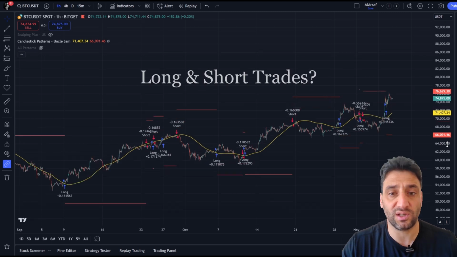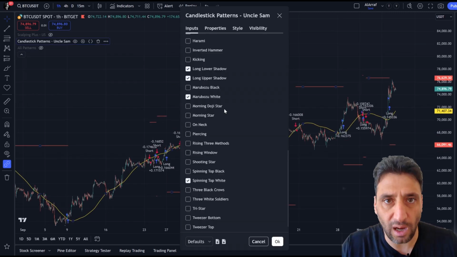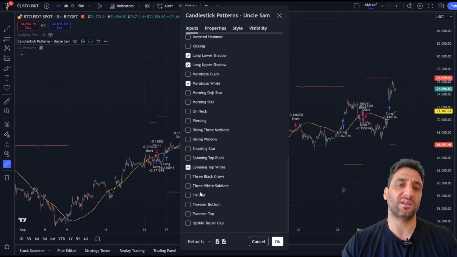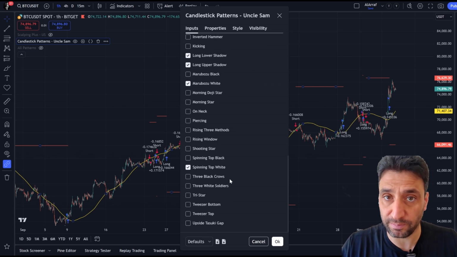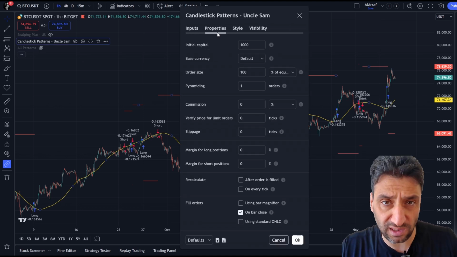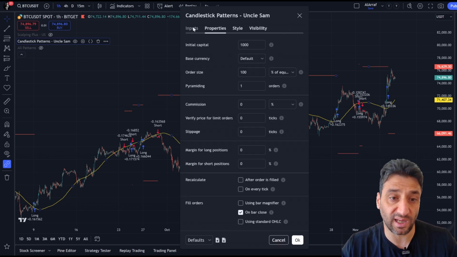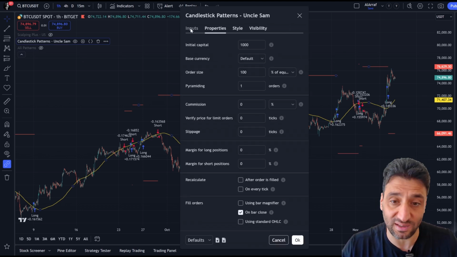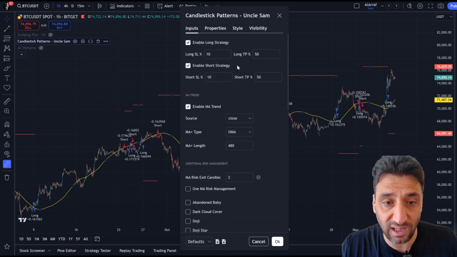Question: can I use the strategy for both long and short trades? Absolutely. This strategy is designed to identify both bullish and bearish patterns. Question: how can I avoid overtrading with this bot? It's crucial to set proper risk management parameters and avoid constantly tweaking the settings. Remember, patience is the key in trading.